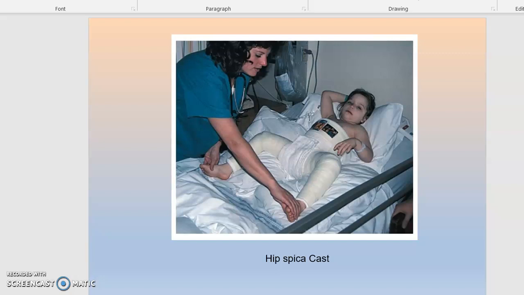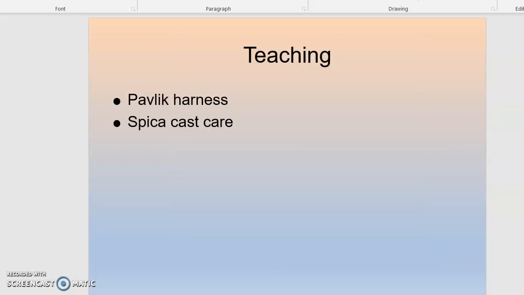As I've said before, those boxes contain some really great information, and really focus on the part on 1231 listed under interventions. So I want you to focus on the part listed under interventions on page 1231 when studying. That contains great information about what we're going to teach parents about the Pavlik harness and the Spica cast care.